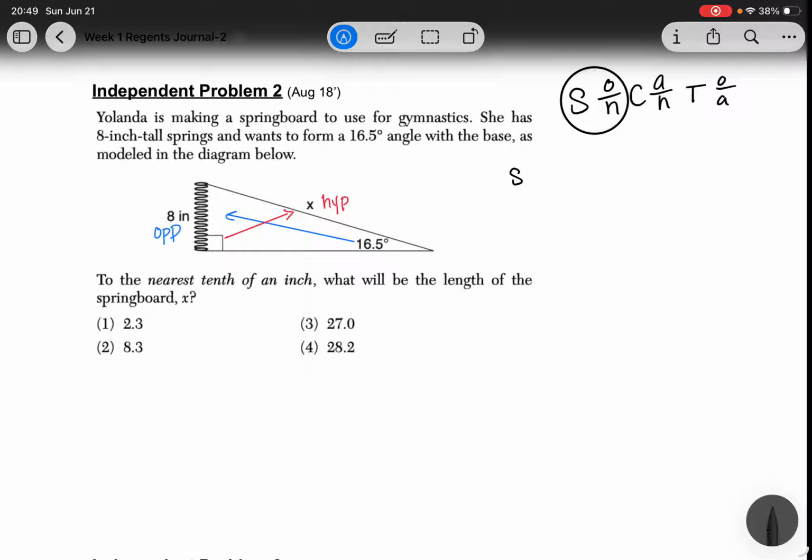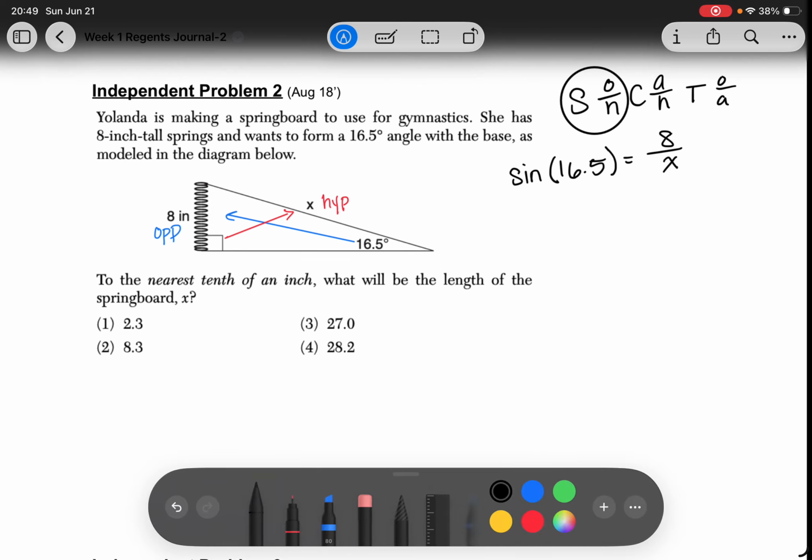So we have sine of our reference angle, so sine of 16.5 equals 8, which is our opposite, over x, our hypotenuse. Same thing we did in the last problem, the same thing we're going to do here. Since x is in our denominator, we're going to multiply both sides by x. You only multiply by the denominator, so you don't get your work incorrect unless you're multiplying by the reciprocal. So now our new equation is x times sine of 16.5 equals 8. Since x still isn't by itself, we're going to divide both sides by sine of 16.5.